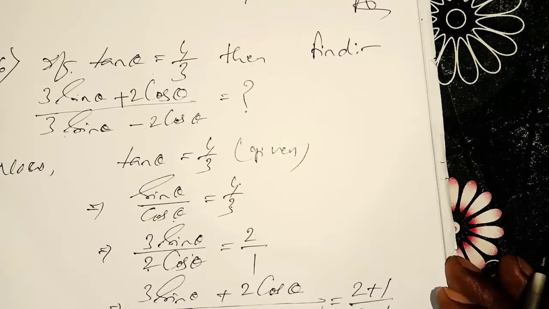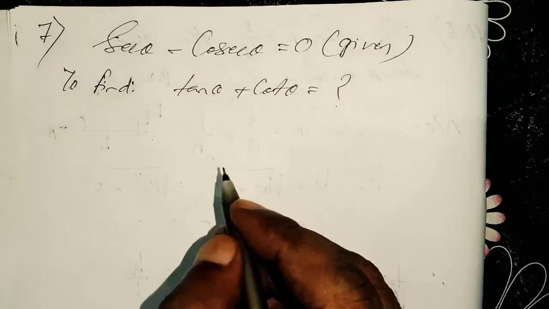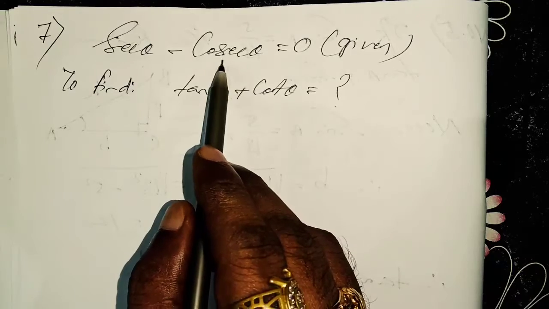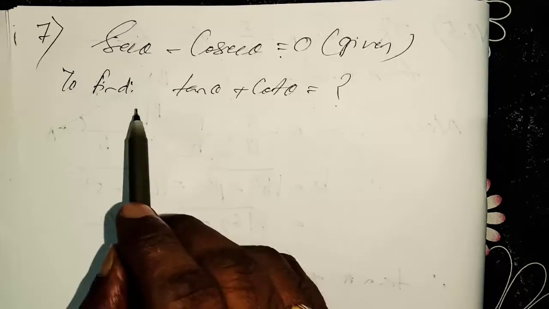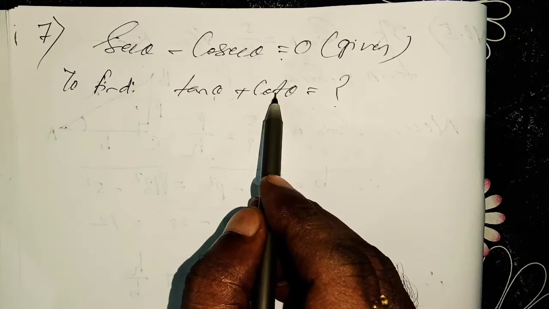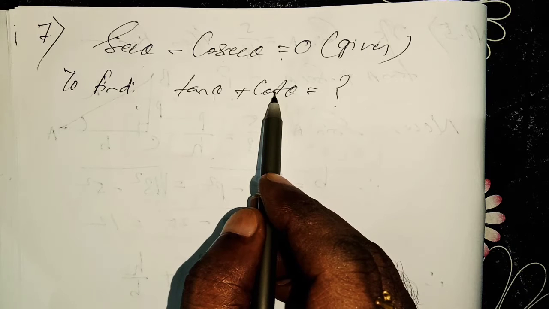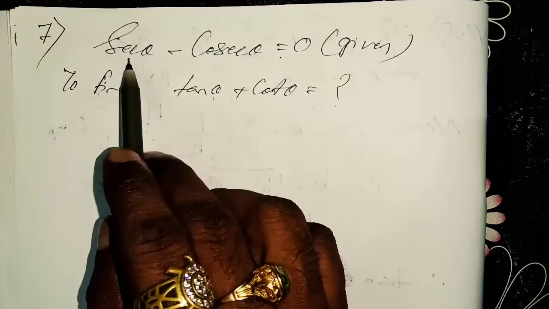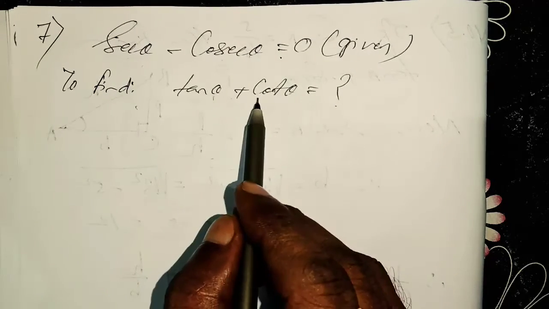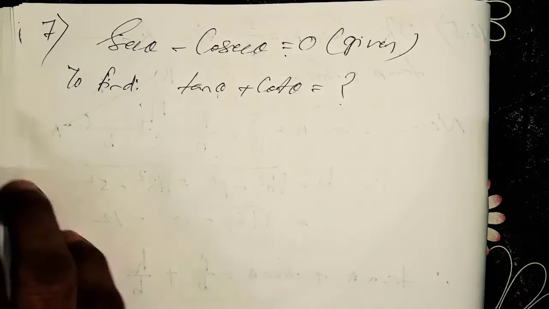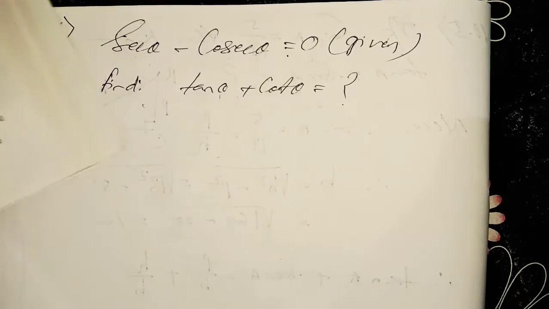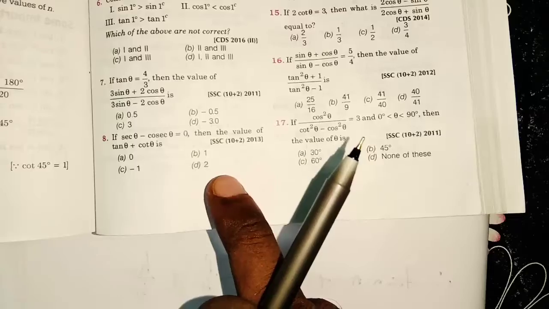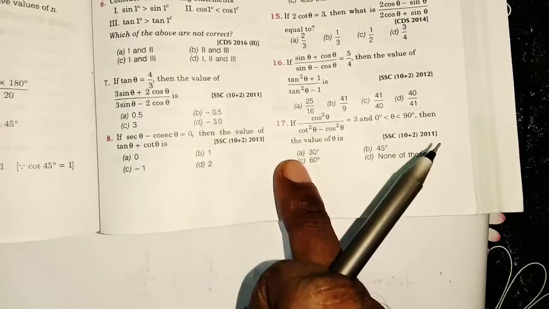Okay, let us go to the next one, question number 7. Sec theta minus cosec theta is equal to 0 is given. Find the value of tan theta plus cot theta. This question also came in the SSC exam 2013. The options given are 0, 1, minus 1, 2. Okay.